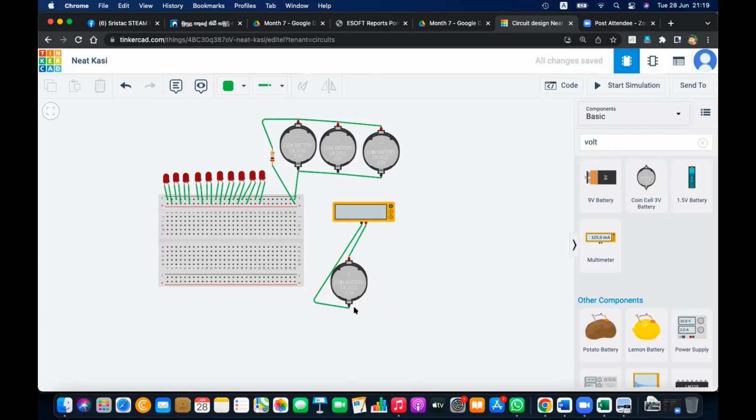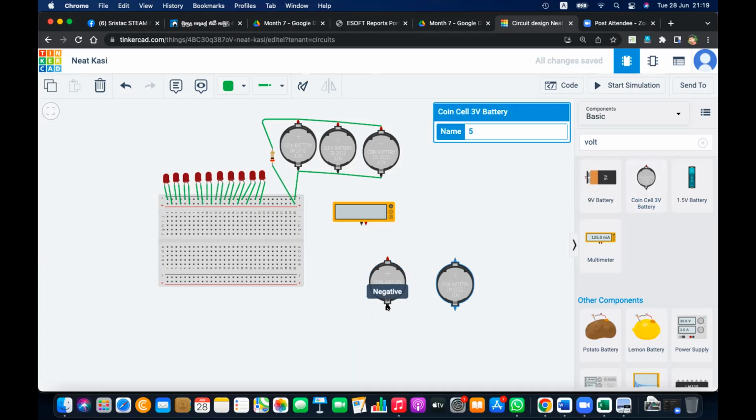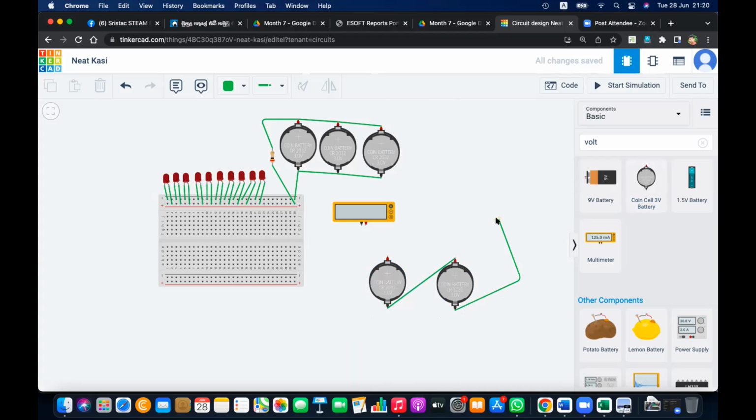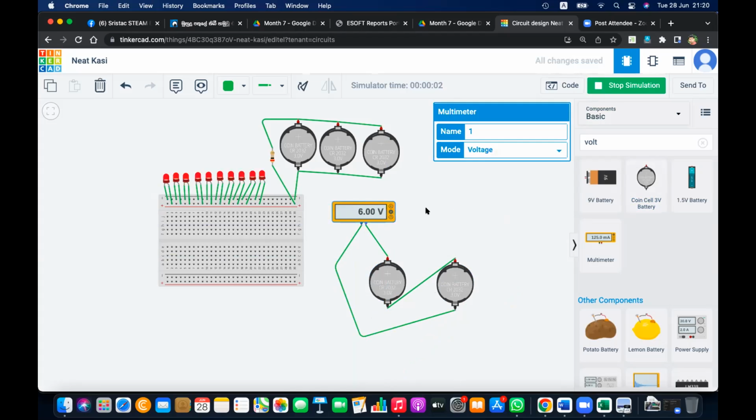So let's try to serial it. Let's have a coin cell battery and another coin cell battery there. I'm connecting the negative edge to the positive edge there. Then this negative edge I'm connecting to the negative edge of the multimeter, and this positive edge to the positive edge. So this is a serial connection. When I measure this, you can see it is 300 milliampere, but the voltage is 6 volt now. So serial connection will increase the voltage, parallel connection will increase the amperage.